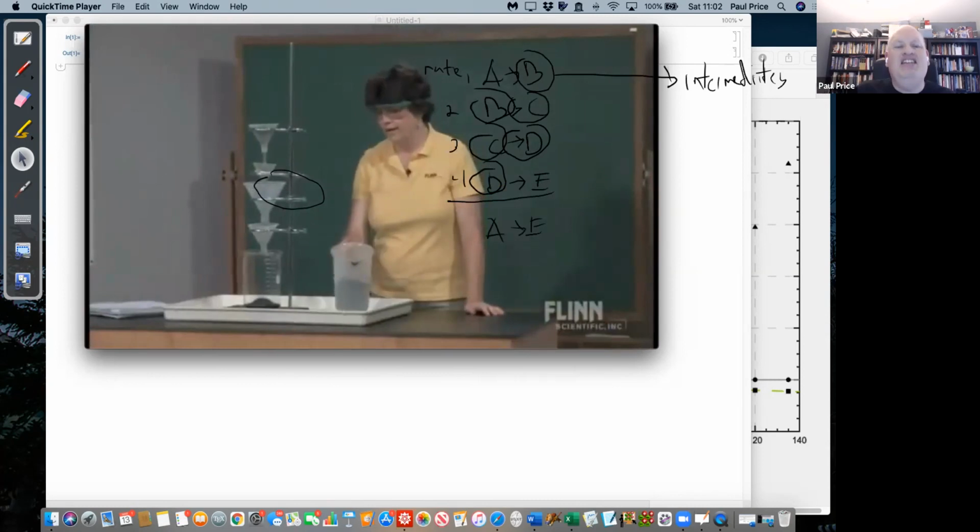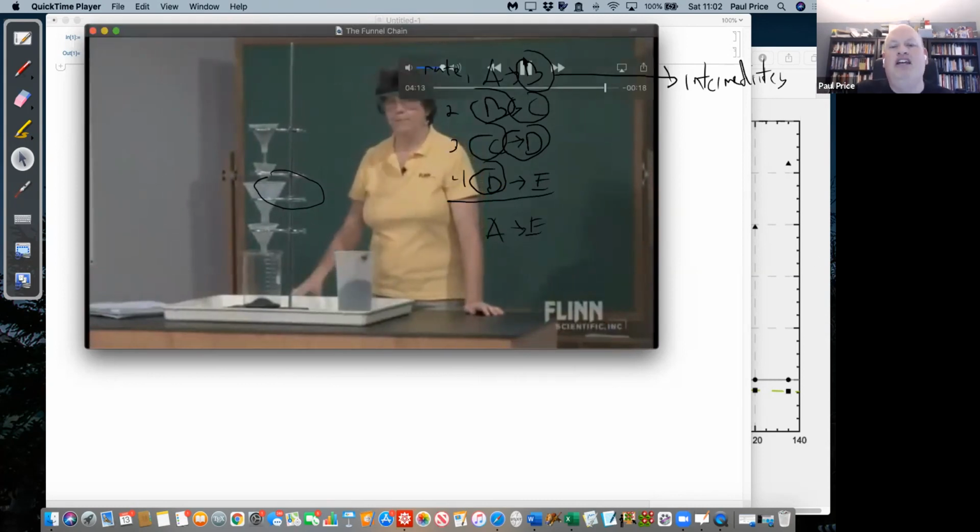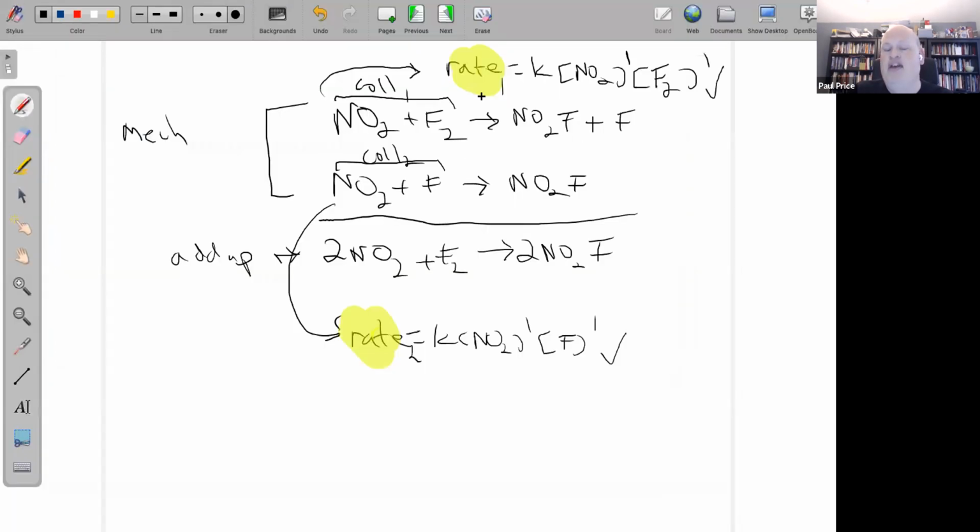So the second key when we're looking at a mechanism is to recognize we can write a rate law for each step, and one of the steps is going to determine the overall rate of the reaction. We call the step that determines the overall rate the rate determining step.